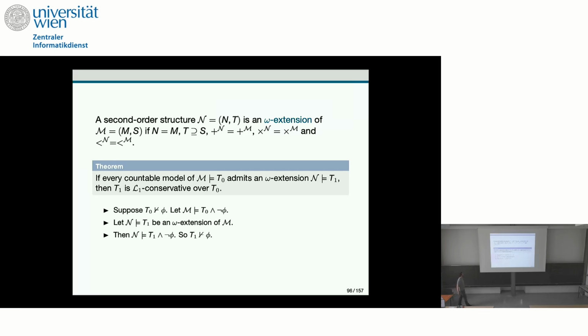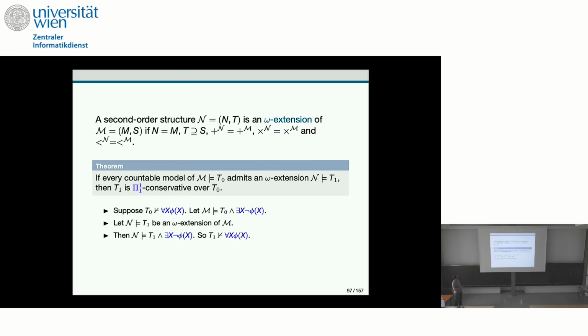Assume that you have a first-order sentence phi which is not provable over T0. Then you have a countable model of T0 and the negation of this sentence. Take the omega extension of your structure which satisfies T1. Because you keep the same first-order part, the same integers, the truth value of the formula will not be changed. So it will still remain a model of not phi, and a model of T1. So it shows that T1 does not prove phi. And actually, with the notion of omega extension, we get a slightly stronger property.